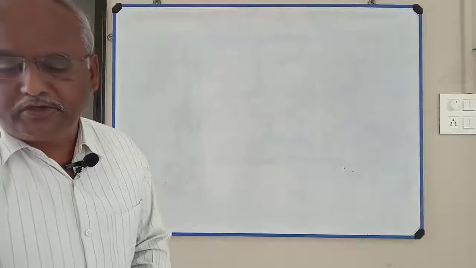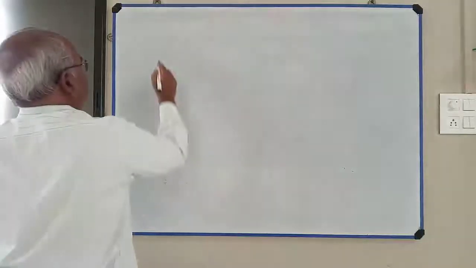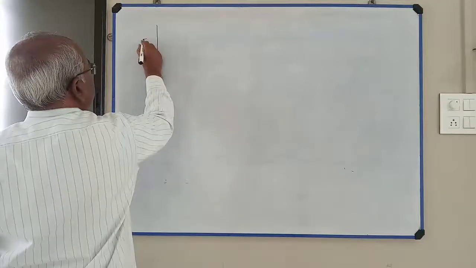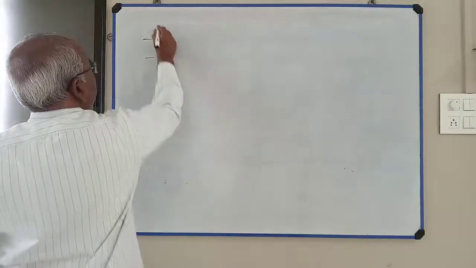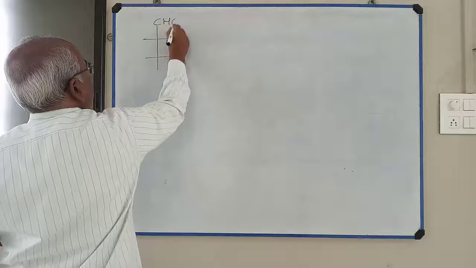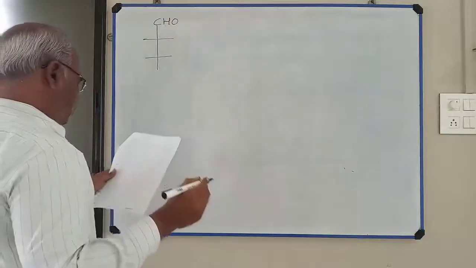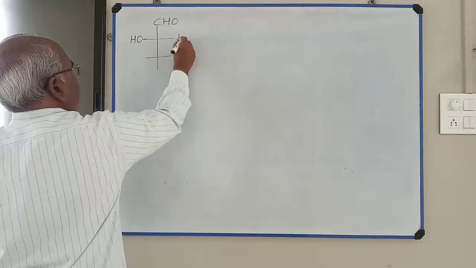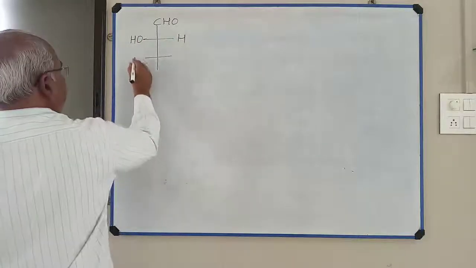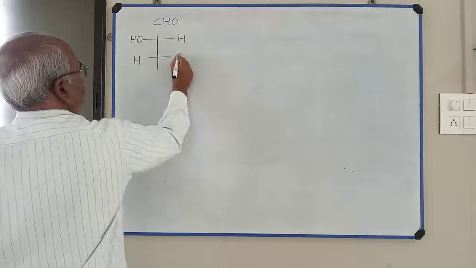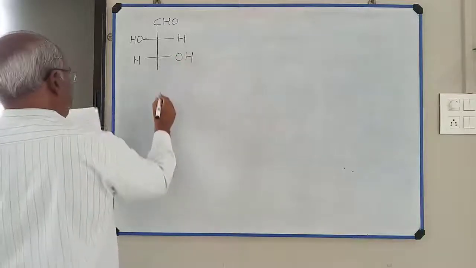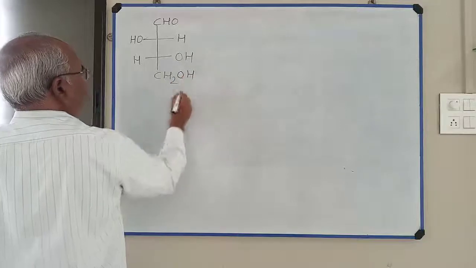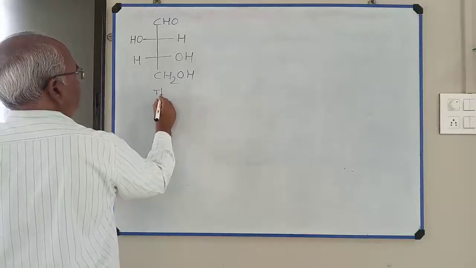So look here, I represent the molecule by Fischer projection formula. Here is the CHO group, OH, H, H, OH, and here is CH2OH. This compound is threose.